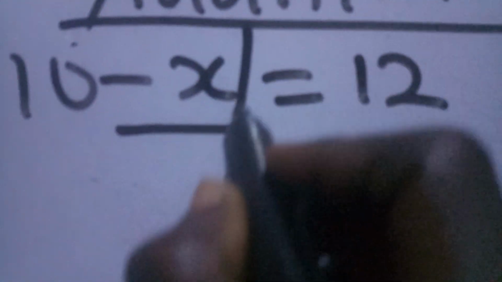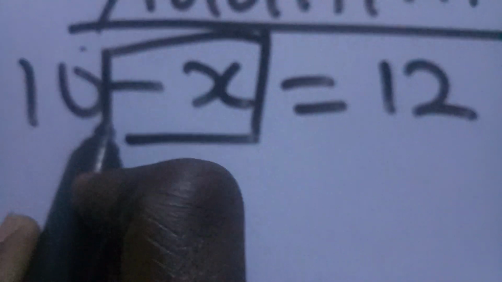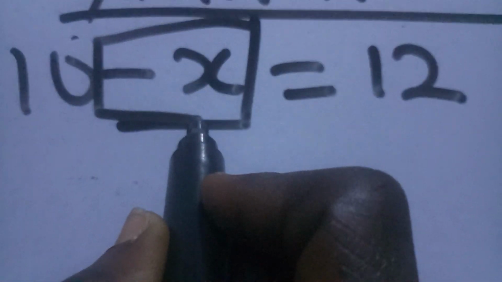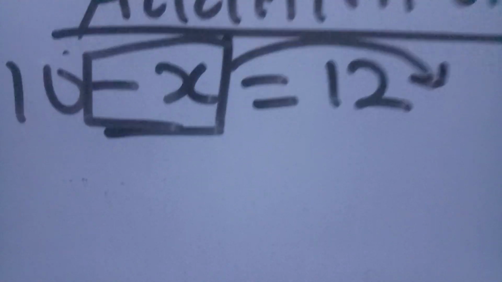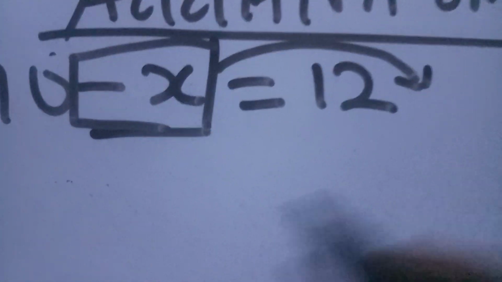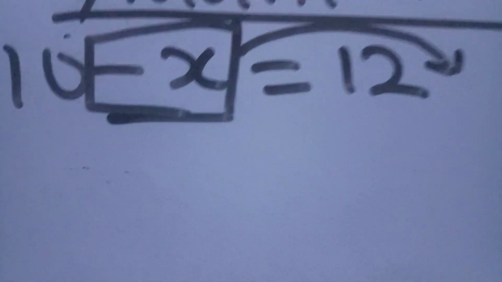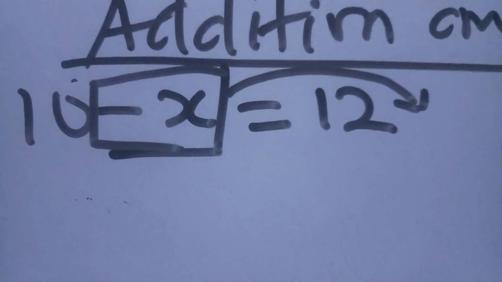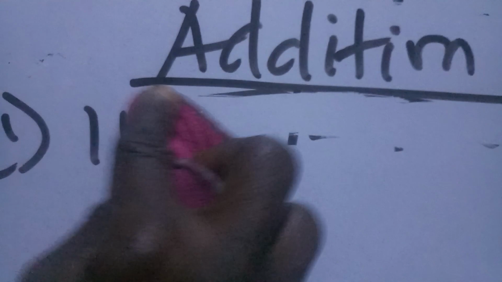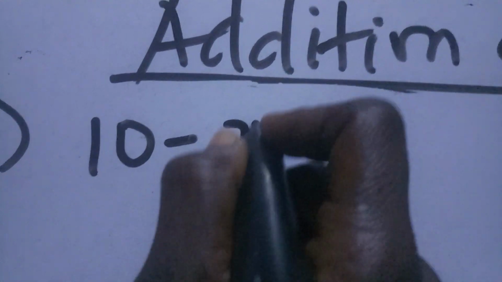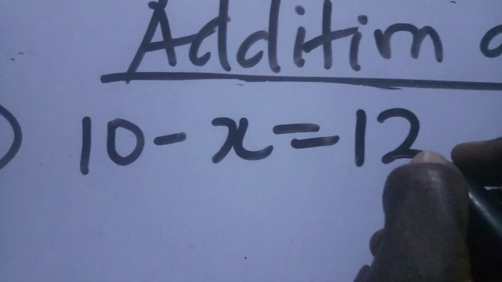You transfer this to the other side of the equality sign. The rule says it changes to positive. Therefore, this is the figure we are transferring. That's 10 minus x is equal to 12.